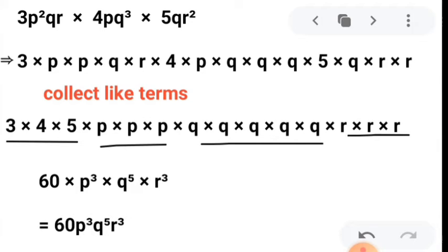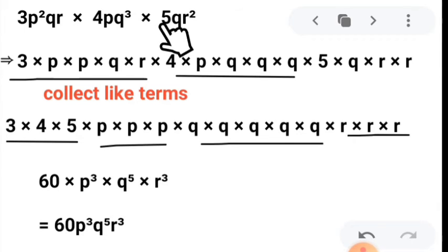Now we want to simplify this expression. We first of all expand the expression. So 3p raised to the power 2, q, and r. When we expand, we get this. And then 4pq raised to the power 3. When we expand, we get this. And then we have 5q and r raised to the power 2. When we expand, we get 5 times q times r times r.